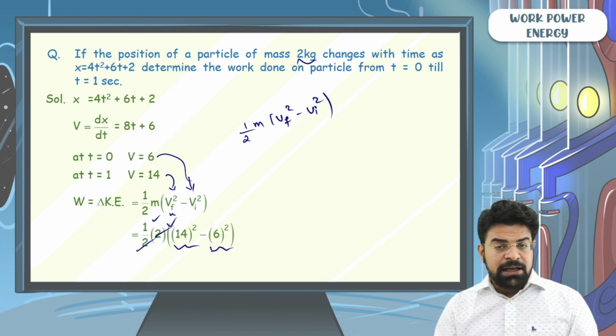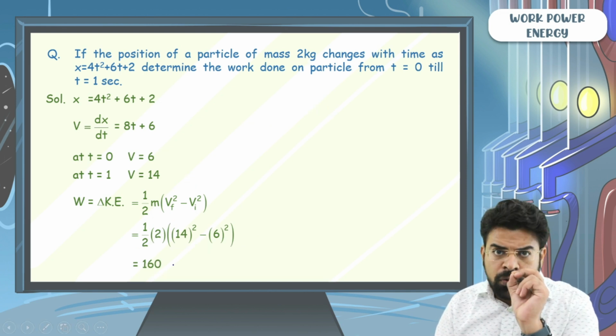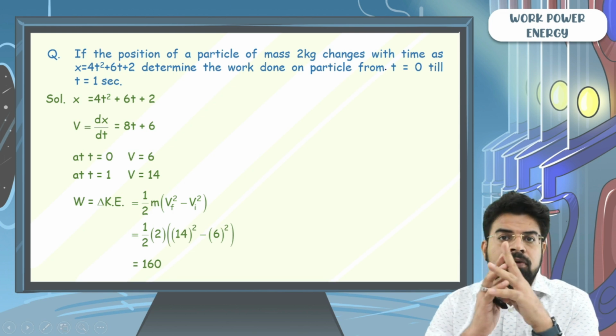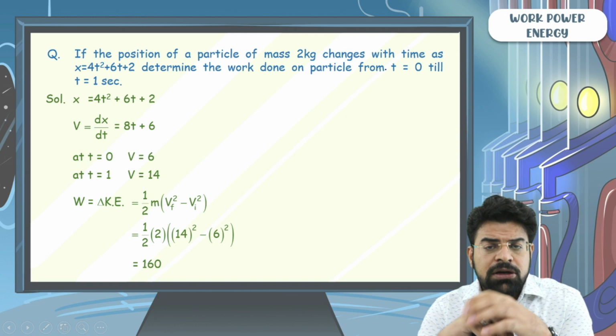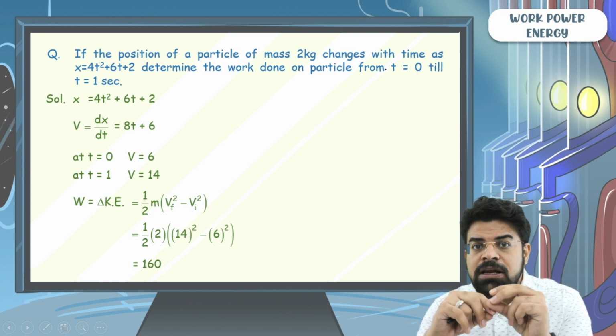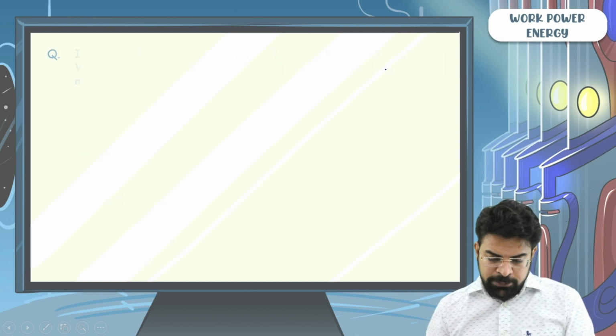2 and 2 get cancelled. 14 square minus 6 square gives you 160. So what I told you here is, whenever you get a question in which some function is given and you need to find the work done, try to find the initial and final kinetic energy. So let's practice one more question of the same type.